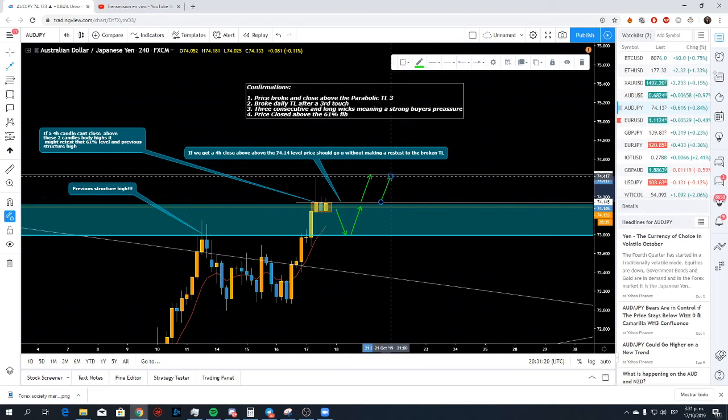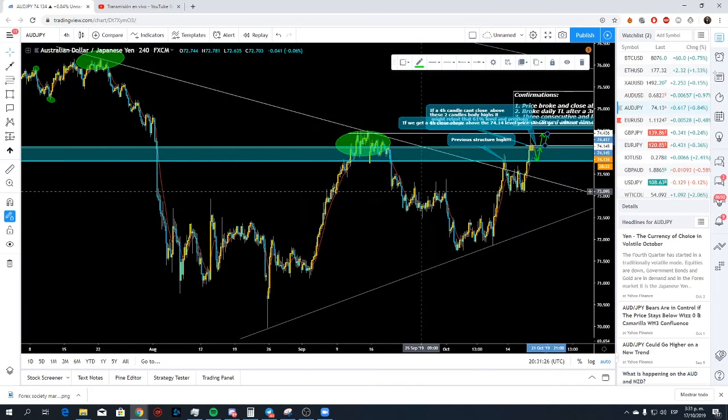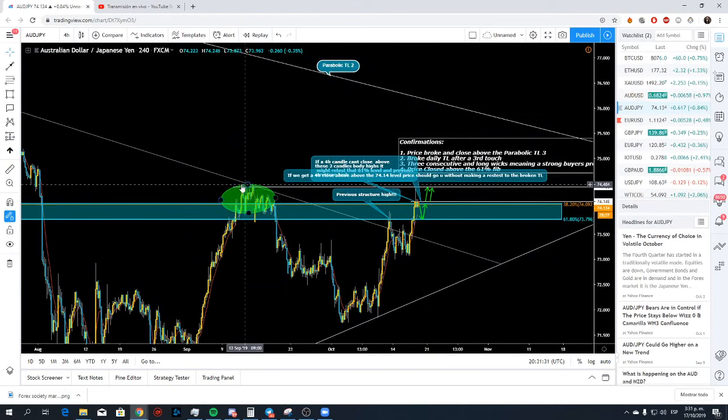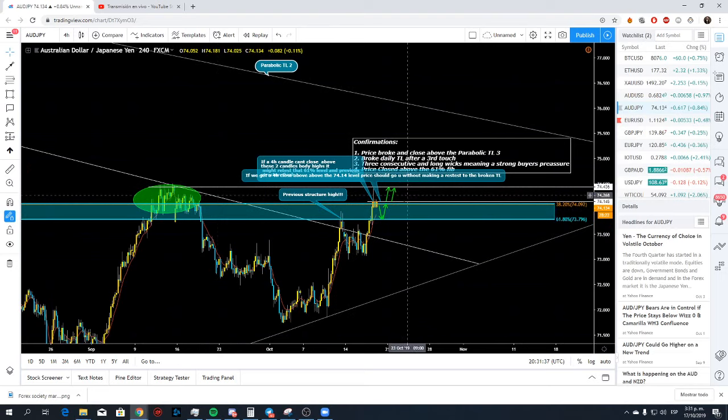Right, and our first target would be this line. Remember, we draw this line because that's the top of the previous higher low. Here, previous higher low. That would be your first target. Okay, and that would be like 30 pips from where price is right now. 30 pips. So right now we got 4 confirmations to go long. Let's see if we can find another one.